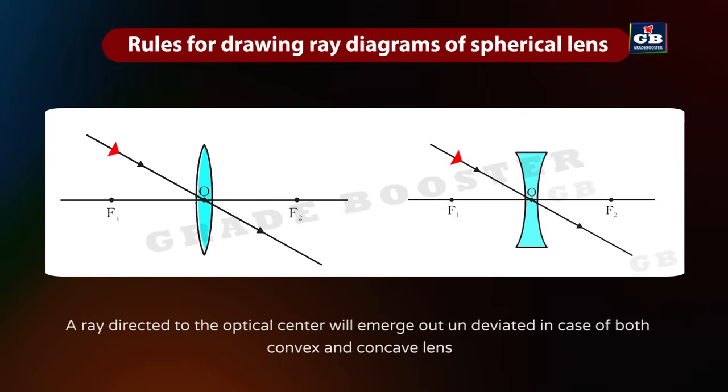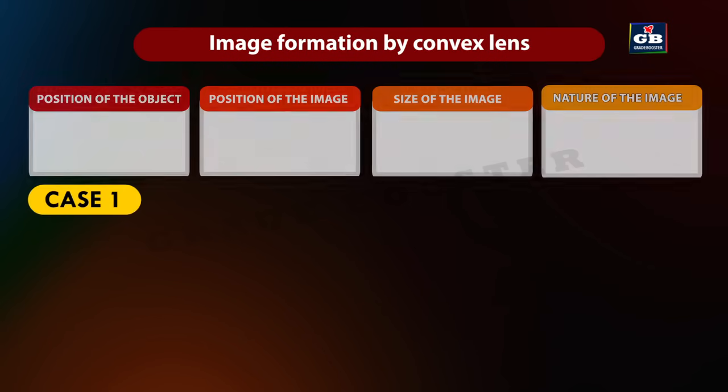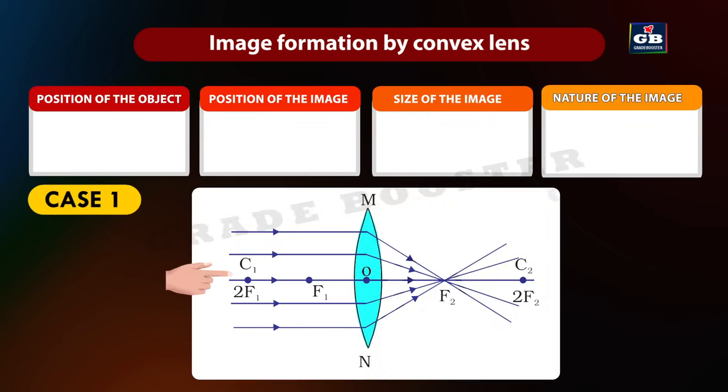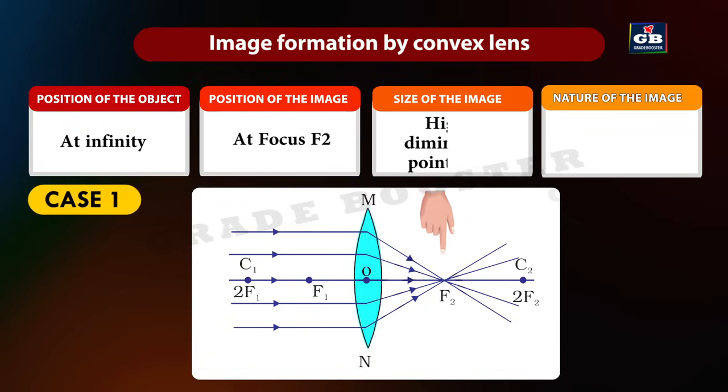A ray directed to the optical center will emerge out undeviated in case of both convex and concave lens. Image formation by convex lens. Case 1. If the position of the object is at infinity, the position of the image will be at the focus F2, and the relative size of the image is highly diminished and point-sized. The nature of the image is real and inverted.